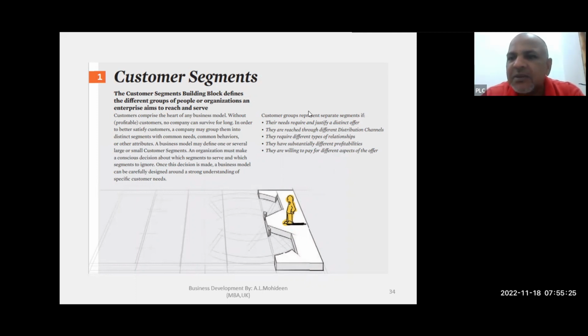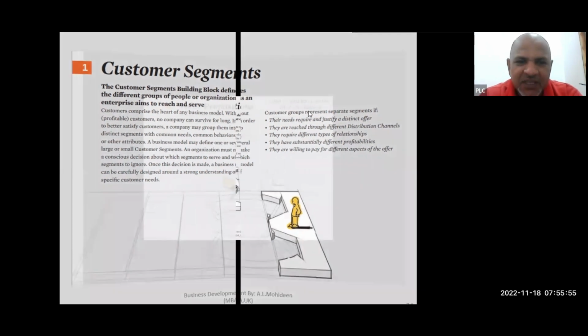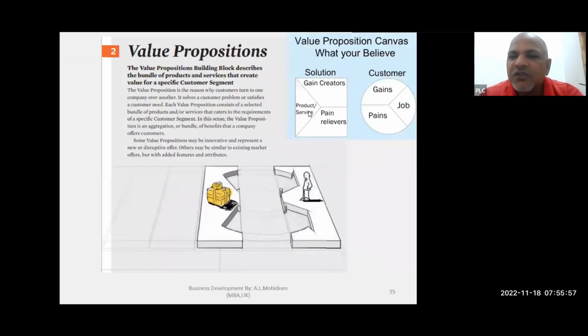When you are dealing with customer segmentation, there are different ways we can segment the market: psychographic segmentation, demographic segmentation, geographic segmentation. There are different segmentations, but that is a separate subject. First you have to understand who your customer is. This is one area. If you don't have clarity on whom you are going to do business with, don't start a business. Okay, first step. Second, you have to create value for customers.